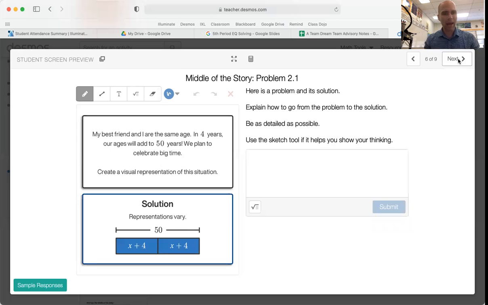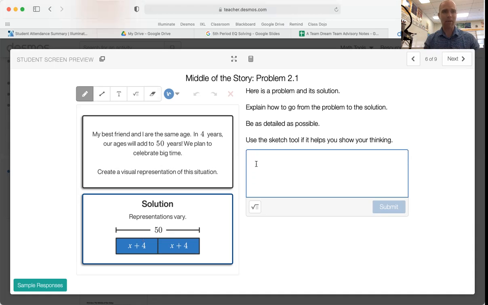But our ages will add to 50. All right, so right now their ages don't add to 50, but when they both get 4 years older, then their ages will add to 50. We plan to celebrate big time, create a visual representation of this situation. Okay, so it looks to me down here that, first of all, whoever did this, they're using a variable, right? If you're gonna use a variable, you have to define it. So if we're talking about how to get from the top to the bottom, we gotta write the middle.